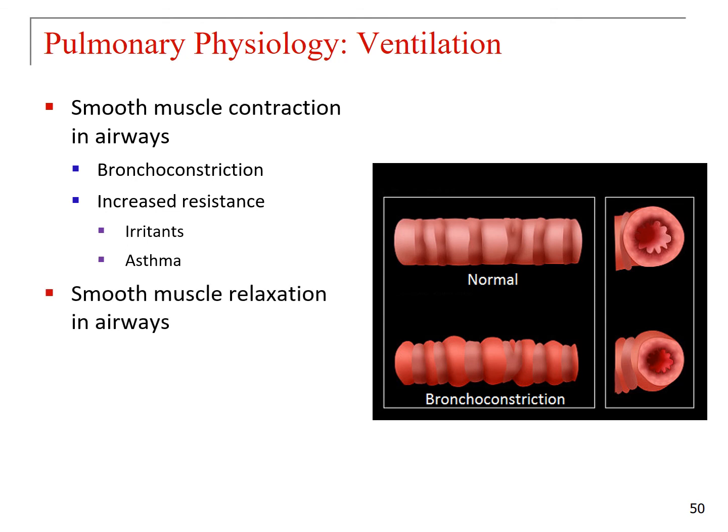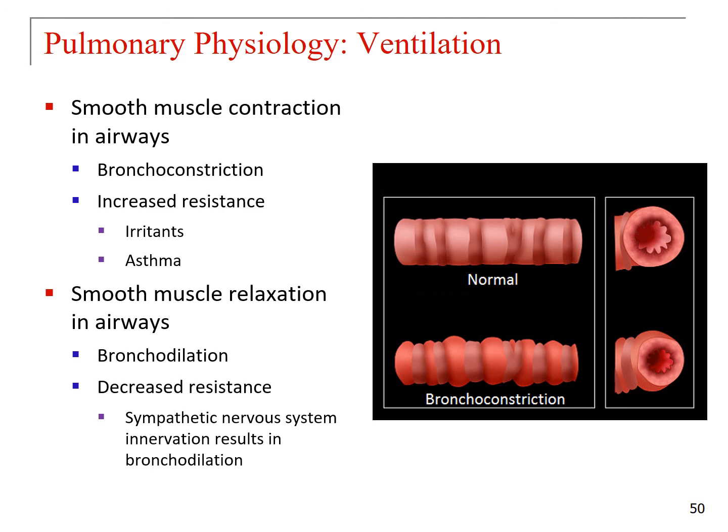Now, when smooth muscle relaxes in airways, then you're going to have bronchodilation. This is going to decrease resistance. And so sympathetic nervous system innervation results in bronchodilation. In other words, epinephrine. This is the reason why you give somebody an EpiPen who is an asthmatic. So the smooth muscle in the bronchioles has beta-2 adrenergic receptors. And so these are going to be inhibitory receptors that inhibit the constriction of the smooth muscle.